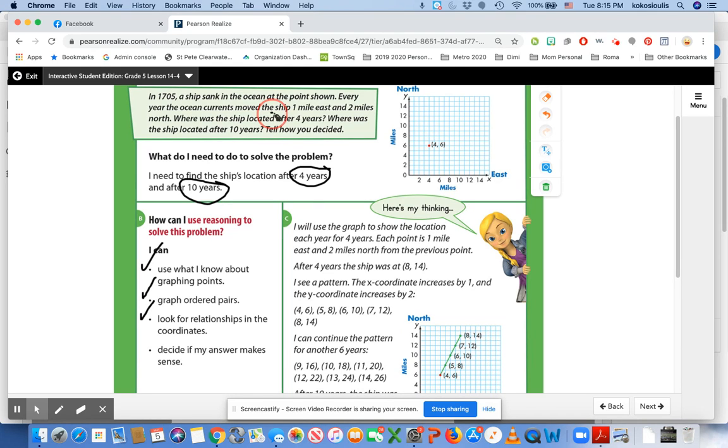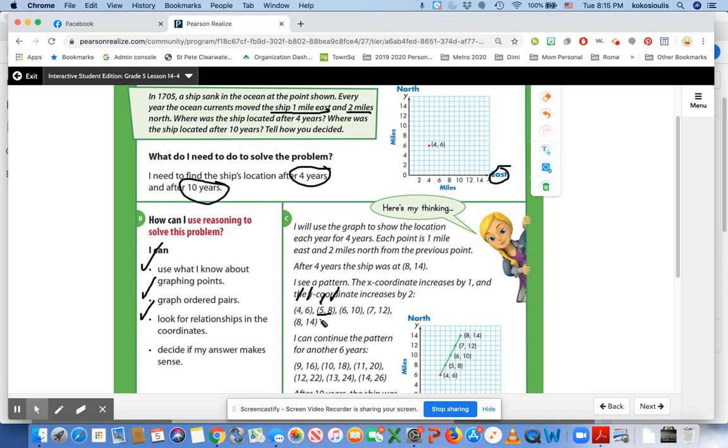He says every year the ship moves 1 mile east. Which one's east? X or Y? Oh, X is east. So if he starts at 4, 6, we have to add 1 to X for the next year, and it's going to be at mile 5. Well, what about north? How many miles? 2 miles north. So 6 plus 2, the next point will be 5, 8. This is almost like a mystery, right? So there's a pattern going on.